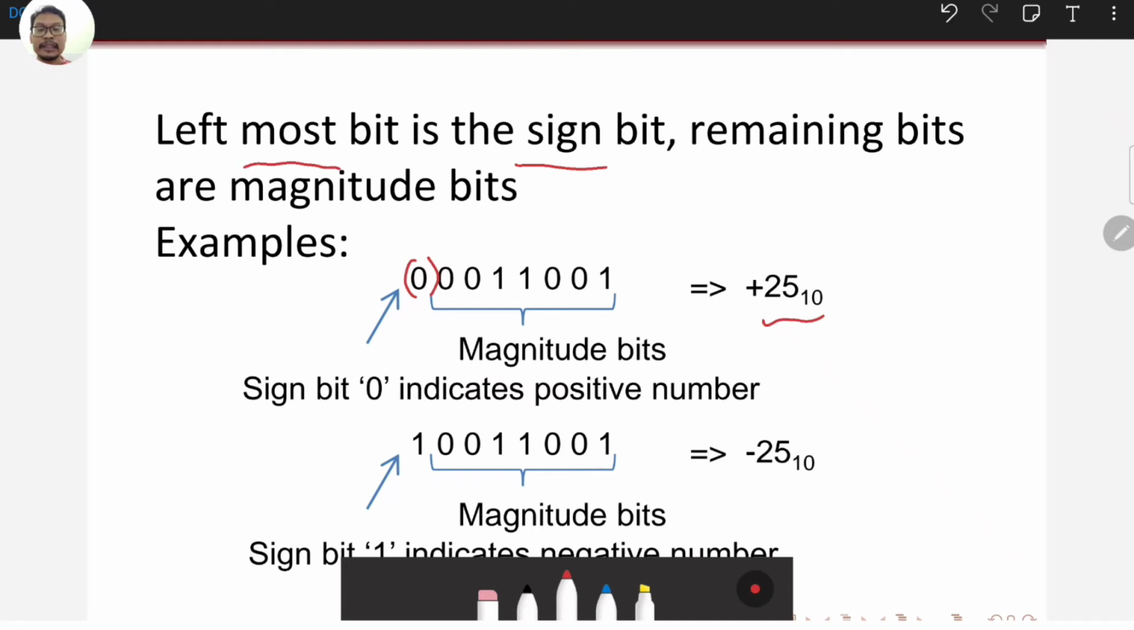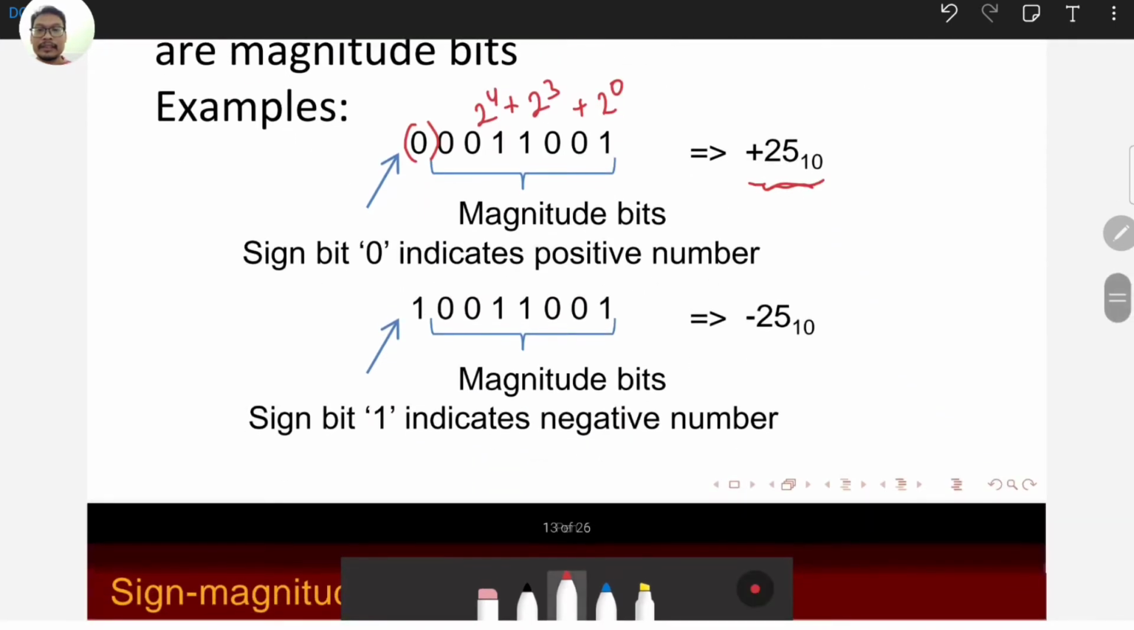And how we get 25 is basically, here is 2 to the power of 4, bit position 0, 1, 2, 3, 4, plus 2 to the power of 3, the third bit position, and 2 to the power of 0. And that gives you 25 in base 10, and it's positive 25. So let's look at the next example here.